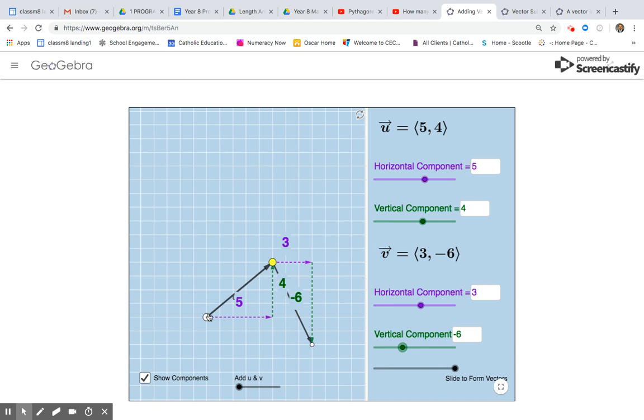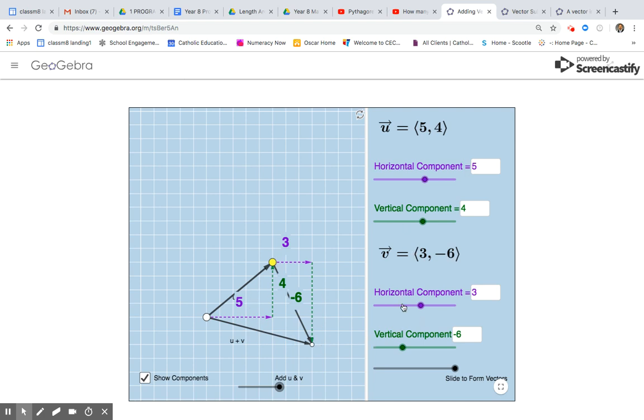If we were to change these two vectors, maybe make this one a minus. If we were to add these two vectors, so there's vector u plus vector v, the resultant vector is this vector here, which would have a value, maybe you could consider it as 2, 4, 6, 8 minus 2. So the resultant vector would be 8 minus 2. How do we get 8 minus 2? Well, it's 5 plus 3 gives us the 8. 4 plus minus 6 gives us the minus 2.